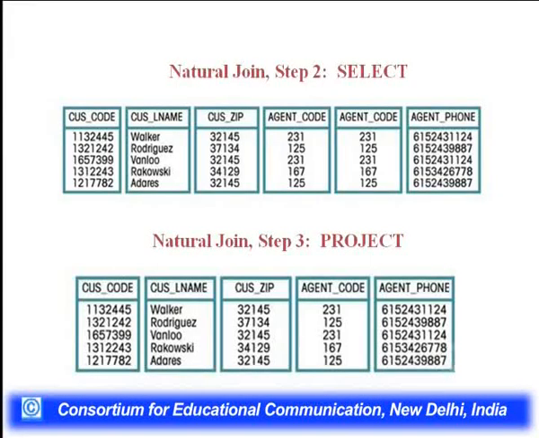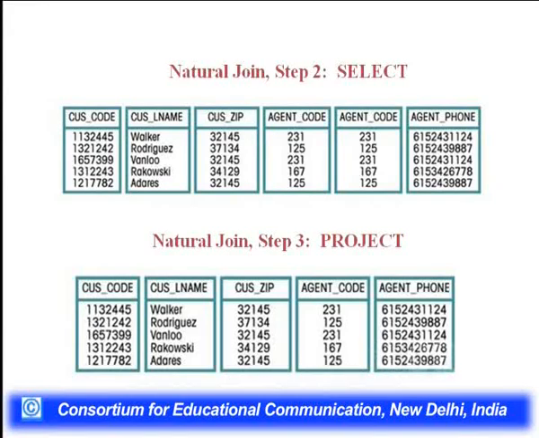So, here you can see only those rows are selected where the value of agent code in the customer table is matching the value of the agent code in the agent table. So, wherever the values are matching, only those rows have been selected. And in the third step, it is a project where the agent code column is removed and only one instance of the agent code column is remaining.